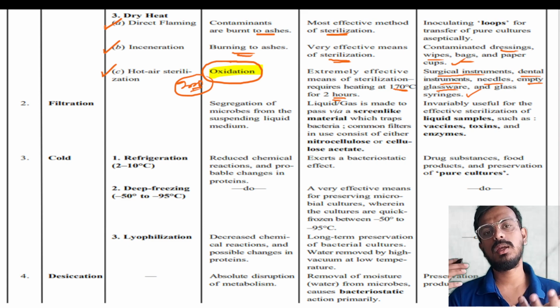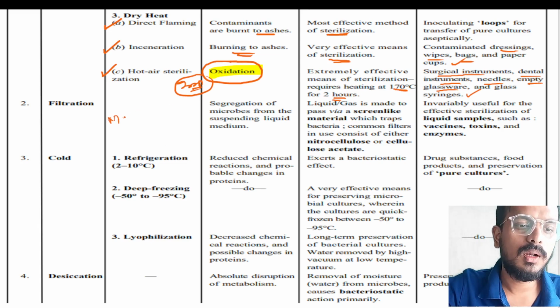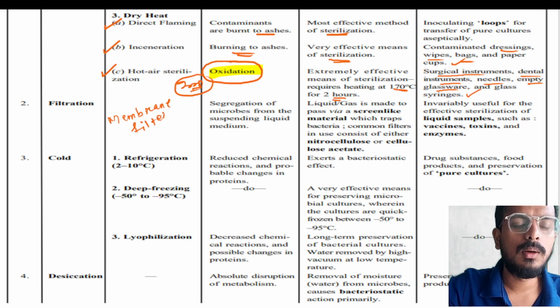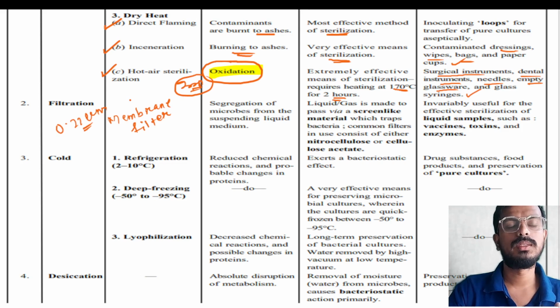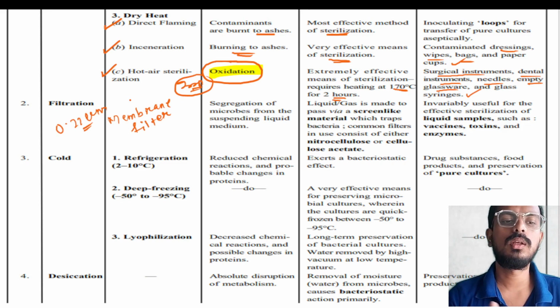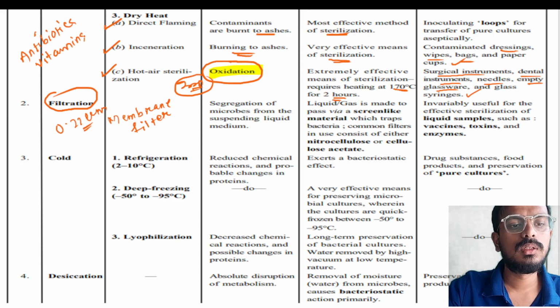Filtration is a process that uses a typical filter called a membrane filter, having a pore size of 0.22 micrometer diameter. We place it to separate the pathogenic microorganisms from a particular solution. The filtration process is basically applicable for solutions like antibiotic solutions, vitamins, and steroids, such types of preparations.